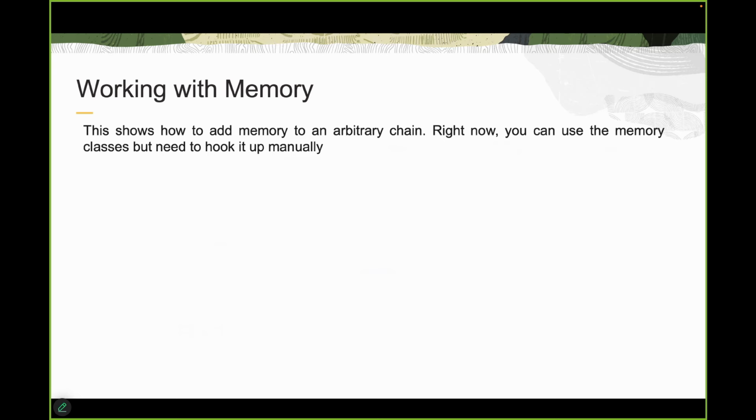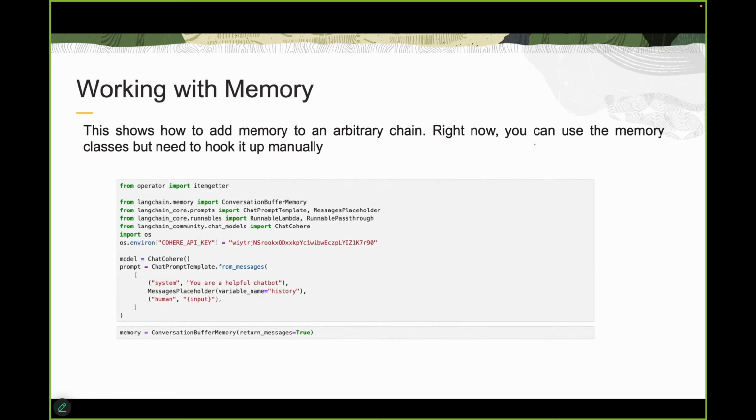This shows how to add memory to an arbitrary chain. Right now you can use memory classes, but you need to hook it up manually, and this is the same screenshot of the code lab. ConversationBufferMemory, MessagesPlaceholder, ChatPromptTemplate, RunnablePassthrough, RunnableLambda, ChatCohere, and this is our prompt crafted with the history placeholder along with the preamble and the user question. That will make the proper prompt that will go to the model.